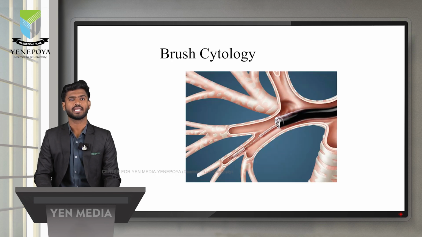In this image, you can see the bronchoscope inserted, with the brush passed through the working channel. The bronchial brush, that is, the cytology brush, has been inserted through the smaller airways, and it is being brushed in the lung parenchyma to take out particles, which will be given for cytological examination.